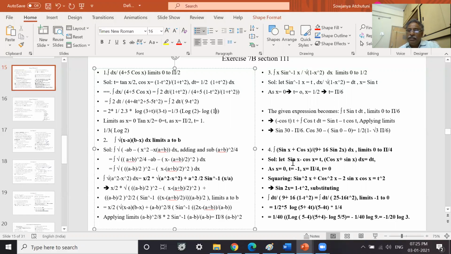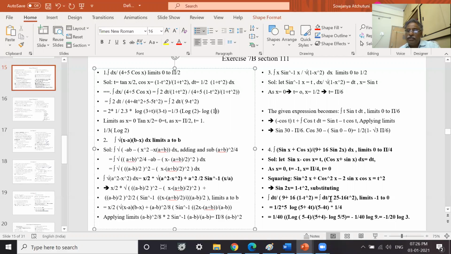What do I do? Differentiation. Sin x becomes cos x, minus cos x becomes plus sin x dx. So this (sin x plus cos x) into dx will become my dt. When I am squaring both sides, sin square x plus cos square x minus sin 2x, so I am getting sin 2x is equal to 1 minus t square. Now I am substituting dt by 9 plus 16 into (1 minus t square).